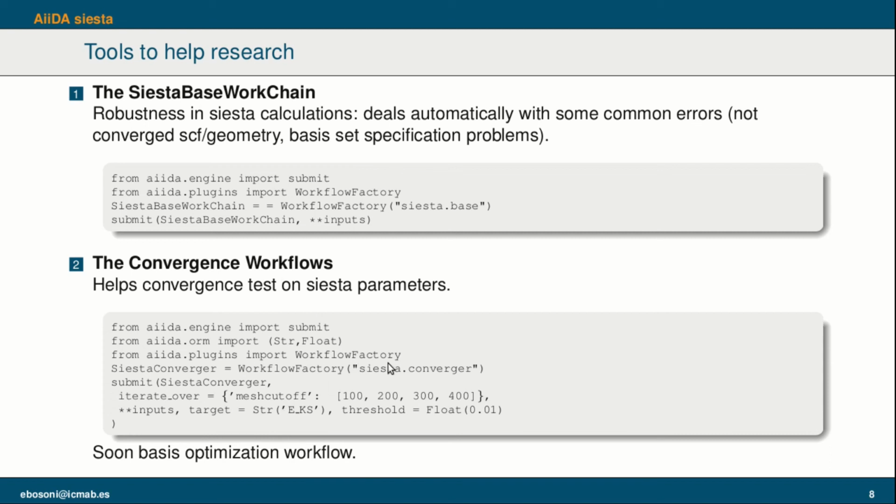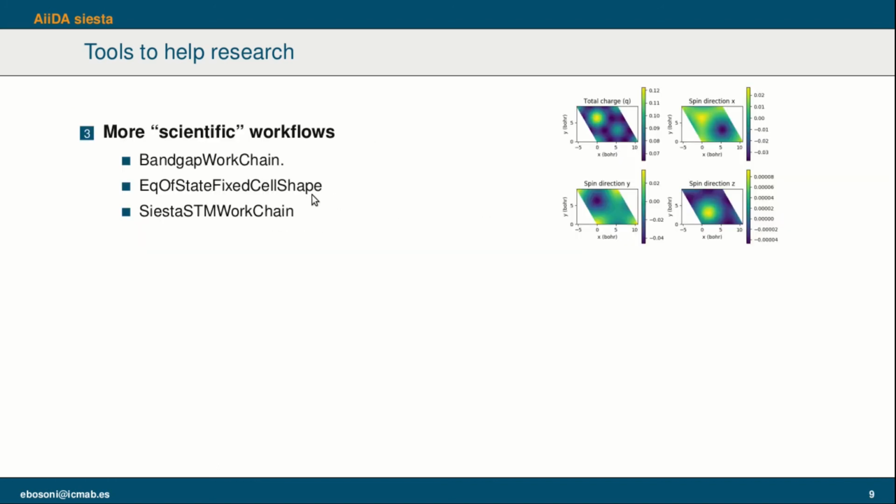So soon we're also going to have a basis optimization workflow. The third tool I'm going to present very quickly is that we offer some scientific workflows that help with some basic science. So here we have, for example, the band gap workchain, the equation of state workchain, and the Siesta STM workchain that creates STM images.